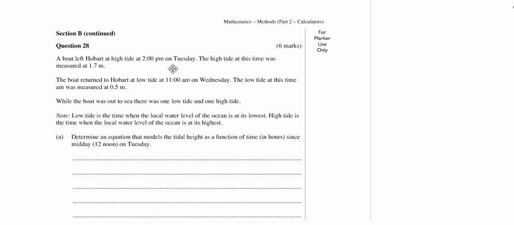Okay, hi guys. This is in response to a query from James about a question in the 2015 TASC paper, calculator section, question 28, a question about tides and how to model them using a circular cosine sine function.